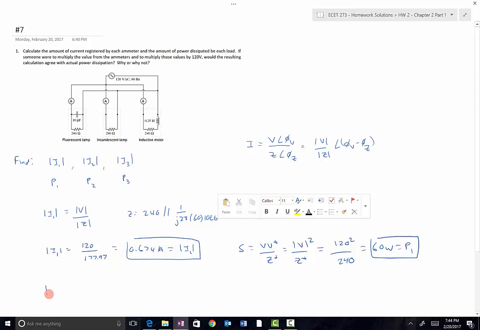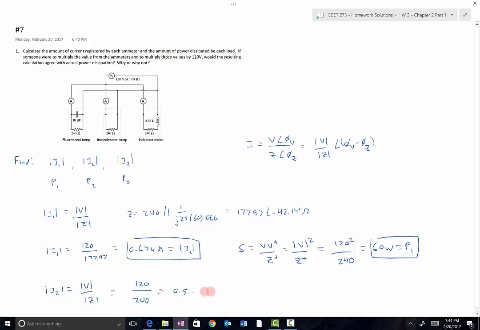The magnitude of I2 is just going to be the magnitude of the voltage divided by the magnitude of the impedance. I don't have to do any extra calculations there. That's going to be 120 over 240, which is equal to half an amp. And I know that all that current is going through that resistor, so I can use P is equal to the magnitude of I squared R.